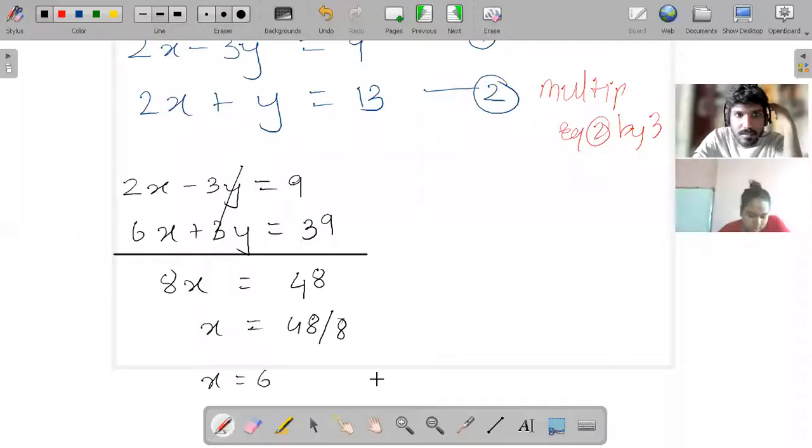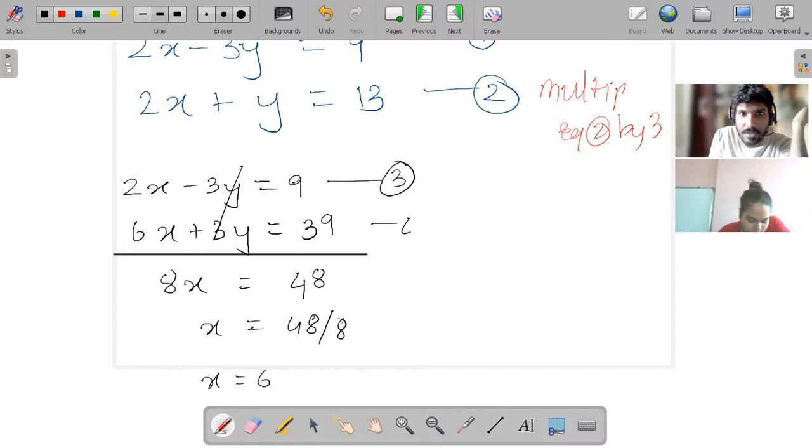8x equal to 48. Look here. So this is the first equation. This is the second equation, which I got after multiplying. So after multiplying by 3, we get this. I'll call this equation 3 and this equation 4. Now minus 3y and plus 3y.